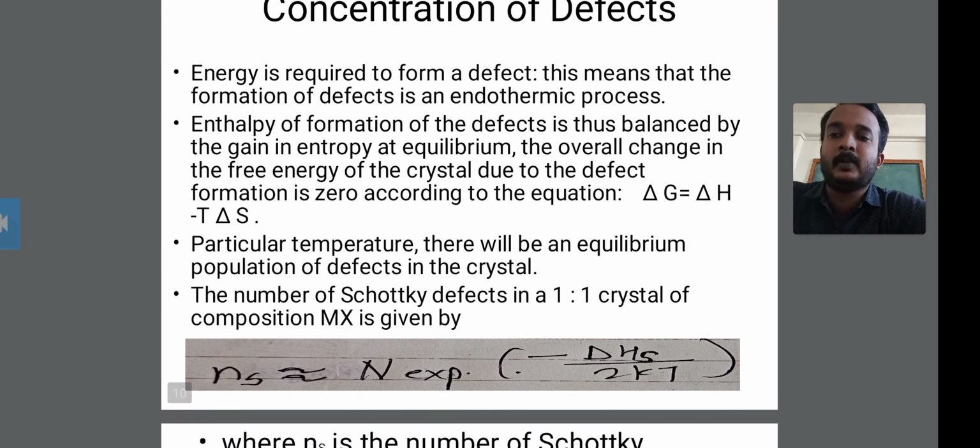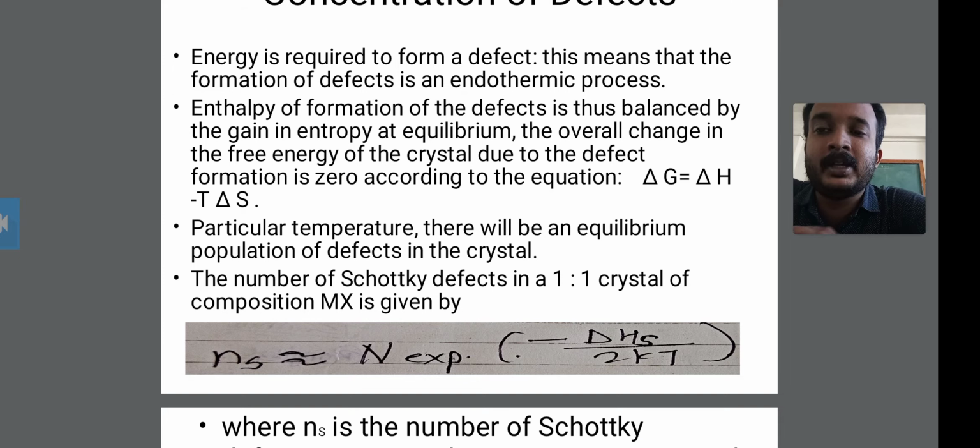Then the next point: the enthalpy of formation of the defect is balanced by the gain in entropy at equilibrium, and the overall change in free energy of the crystal due to the defect formation is zero, according to the equation delta G equals delta H minus T delta S.